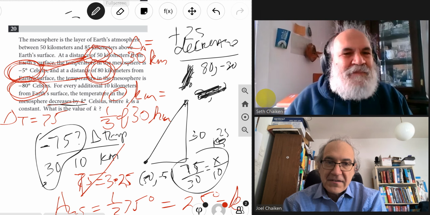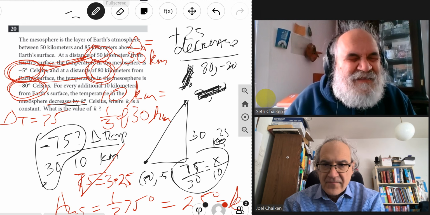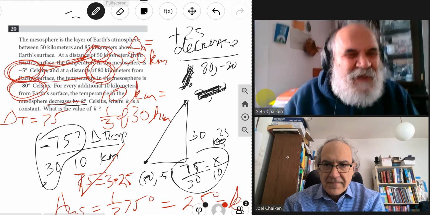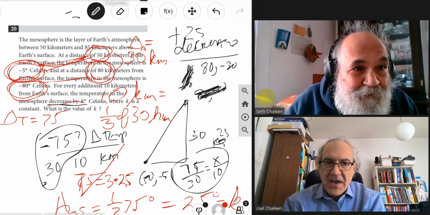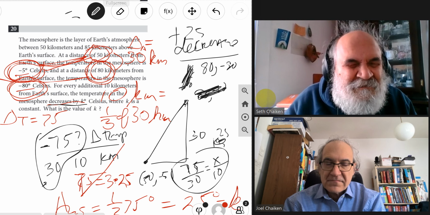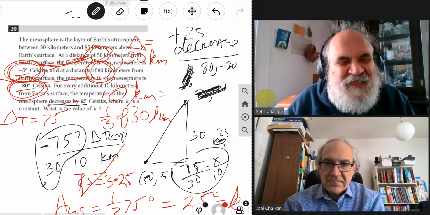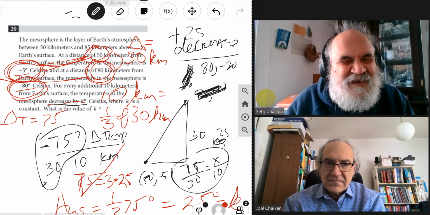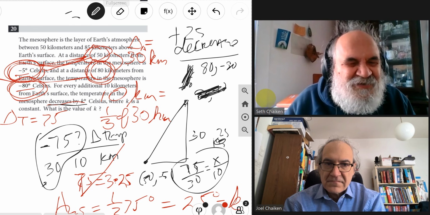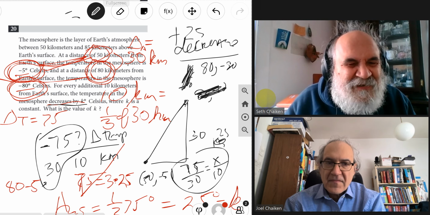The one thing that may be the trick is that the two temperatures are both negative. They're both negative, and so the difference, the absolute value, is found the same way, whether they're negative or positive. It is the numerical difference, 80 minus 5, is the difference.